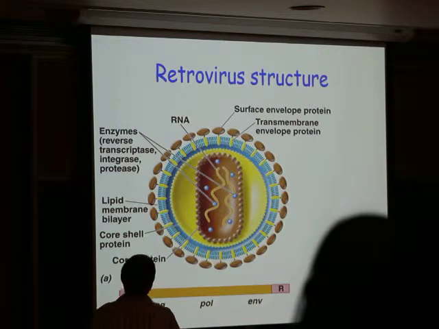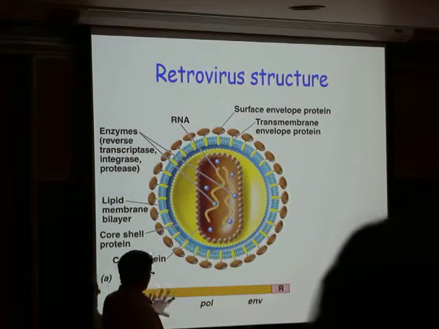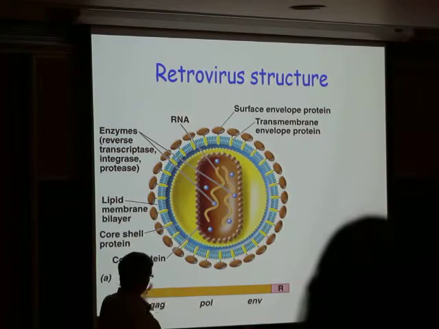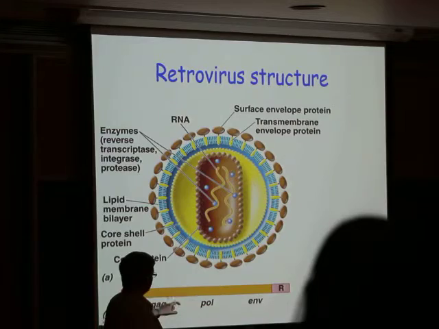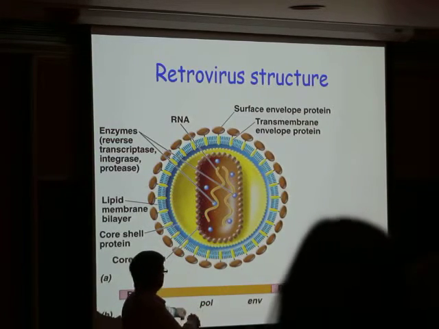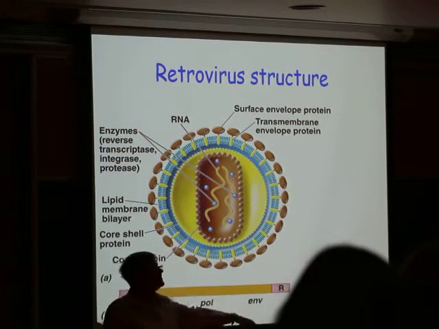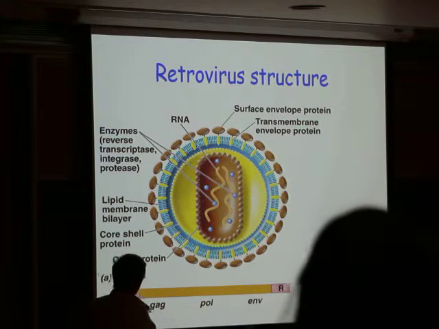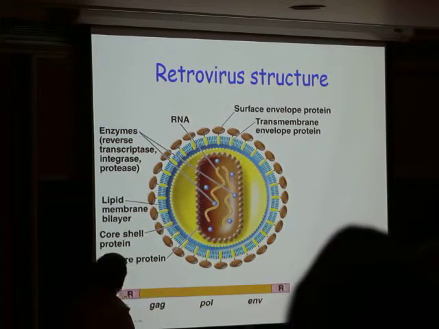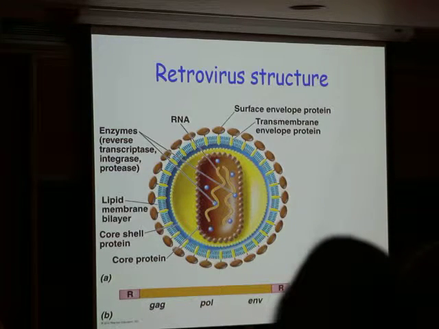The genome has encoded into it more than 3 genes, but there are 3 important genes: the GAG, the pol, and the envelope. So the pol is the polymerase, the reverse transcriptase. ENV is the spikes that will end up in the envelope. And GAG, the GAG protein, is important also in the packaging process.